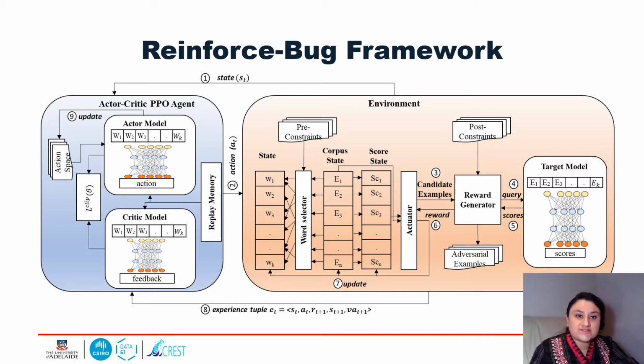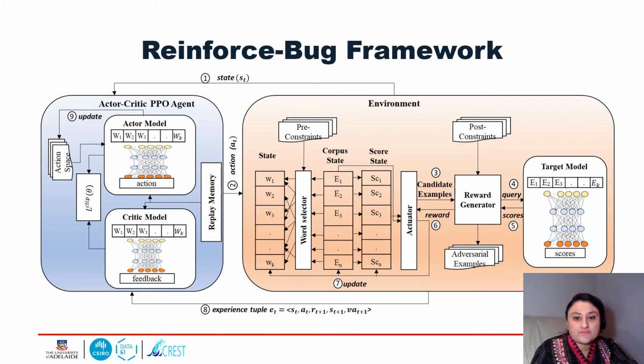So the overall process is the agent observes the state and performs an action against the state. The environment has two internal states, that is corpus state and score state. The corpus state is the state of the examples at time t, and the score state is the confidence of the target model on the original output of the examples at time t.